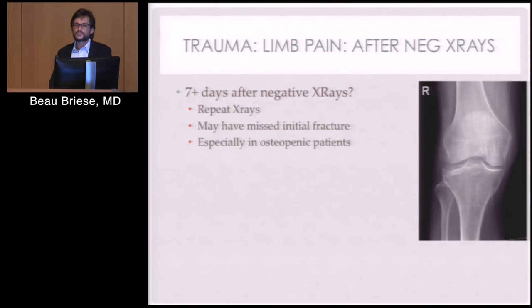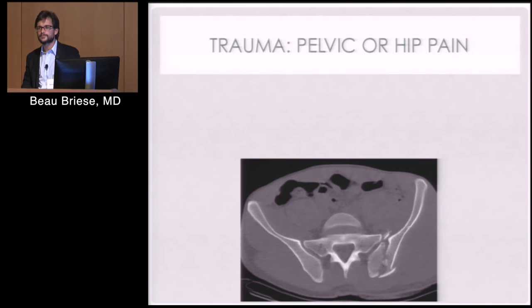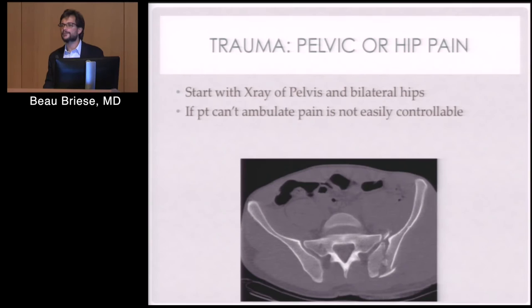What if they can't walk on that knee you just x-rayed? Get a CAT scan. Maybe you missed a tibial plateau fracture. Consider an outpatient MRI. What if they've got trauma to the pelvis or they've got some hip pain? You can get an x-ray. Totally good. If they can't walk after that, what should you do?